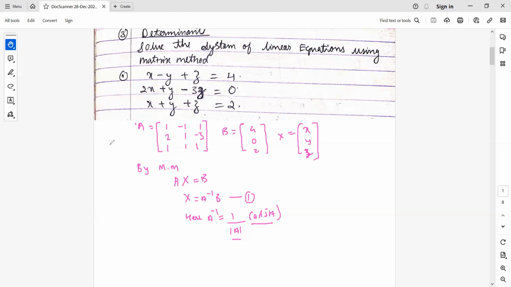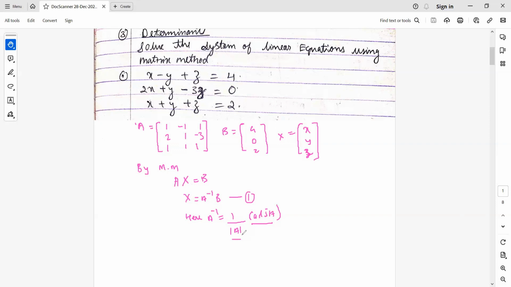So this is the first step, that is listing the given system of equations into three matrices, and then writing the equation for X. X is equal to A inverse B. Now in step number 2, what we need to do is find out A inverse. Next, let's see how to find out A inverse.